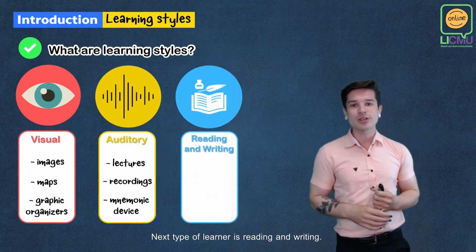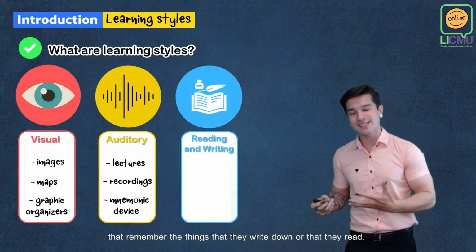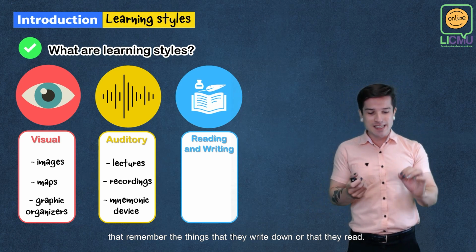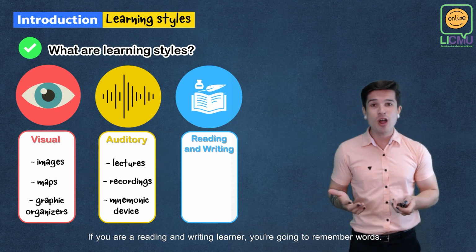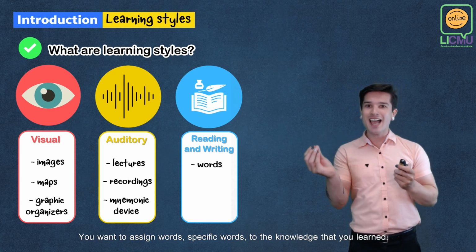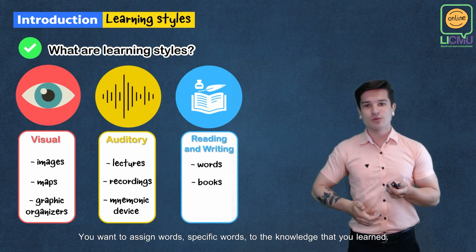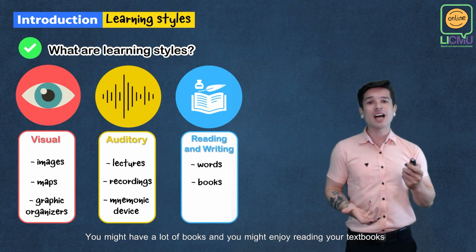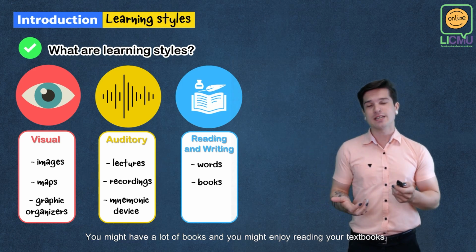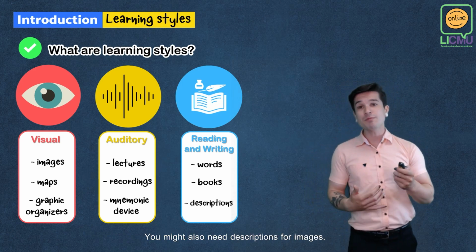The next type of learner is reading and writing. These are people that like to read books, that remember sentences, that remember the things that they write down or that they read. If you are a reading and writing learner, you're going to remember words. You want to assign words, specific words, to the knowledge that you learn. You might have a lot of books and you might enjoy reading your textbooks because that's what's going to help you.